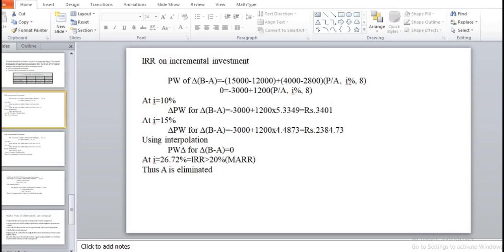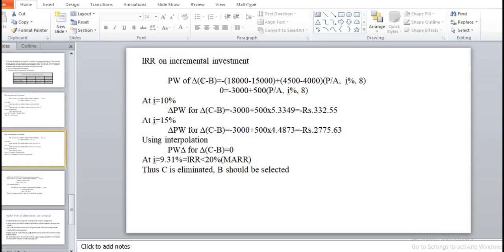With some interest rate I, which is not known in the internal rate of return method. Lifespan is 8 years, given. So this I you can calculate by putting I is equal to 10%, 15%. By interpolation formula we find the I value at which this present worth becomes 0, and this IRR I value comes to 26.72%, which is greater than the MARR value. So A is eliminated here. B is remaining.